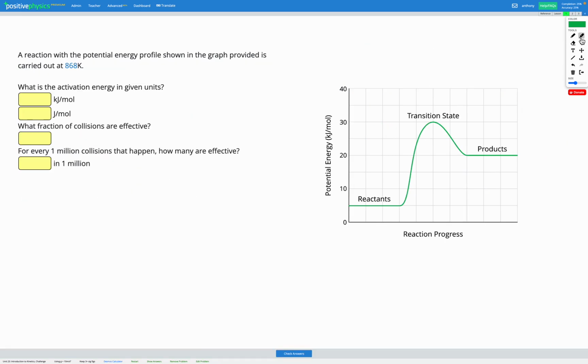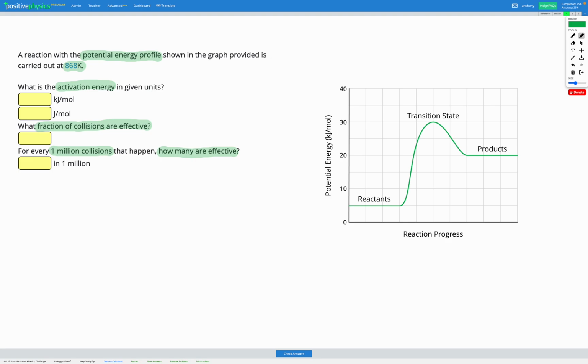In this question, we're given the potential energy profile for a specific reaction. We're told that the reaction is carried out at 868 Kelvin. Our goal is going to be figuring out the activation energy, the fraction of collisions that are effective, and for every 1 million collisions, how many are effective. So here we're combining the Arrhenius equation with using the potential energy diagrams to figure out the activation energy.